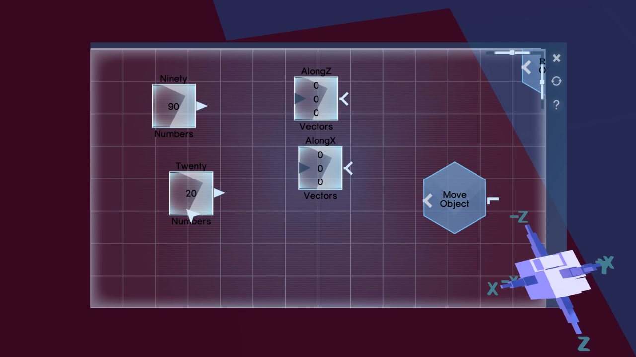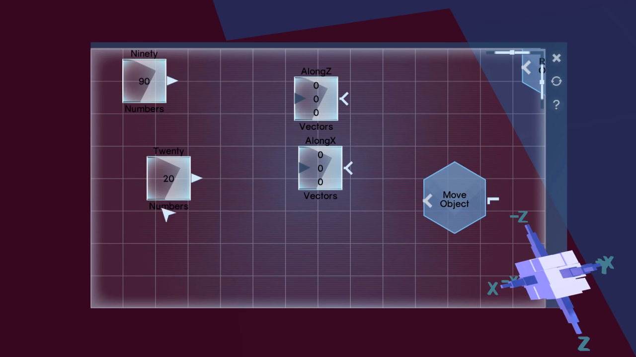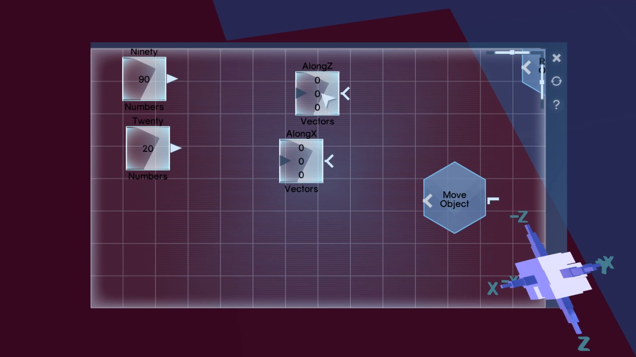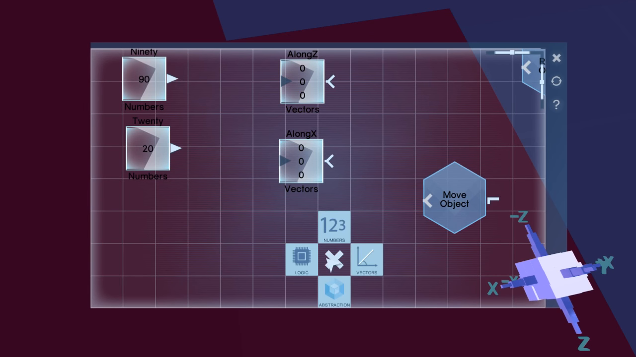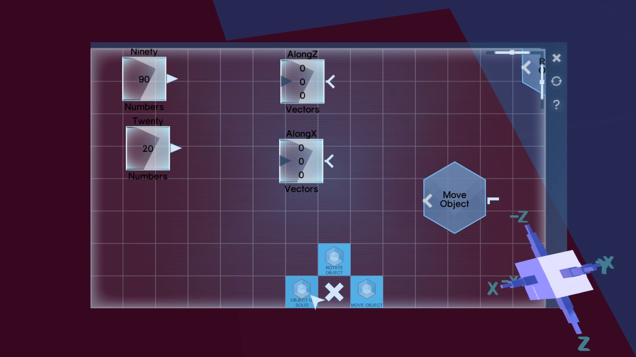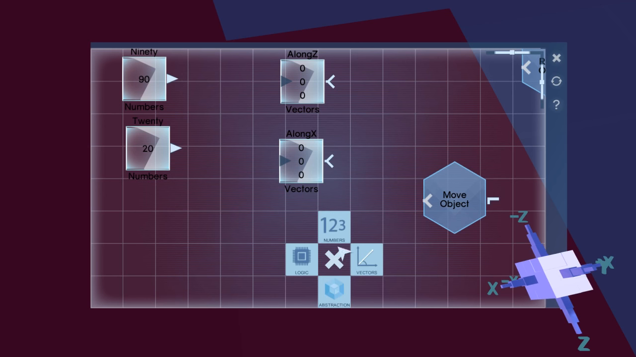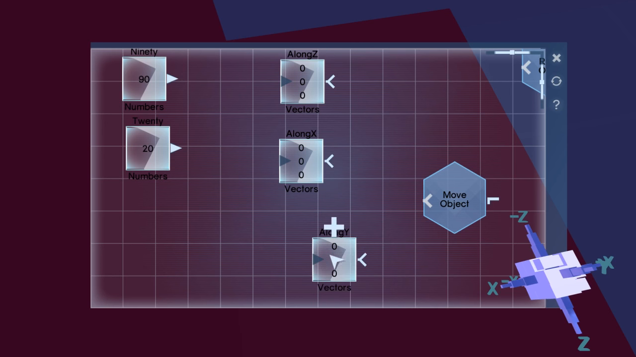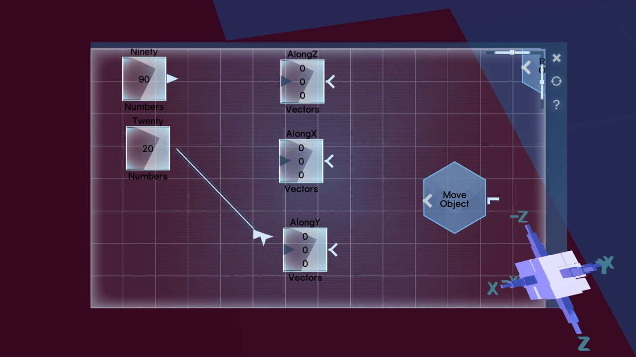Alright, so, hang on a second. 90, 20... in this case, I need to move along the y-axis. Let's add another number here. It's the wrong button. Vector. Y. Alright. We'll attach the 20.